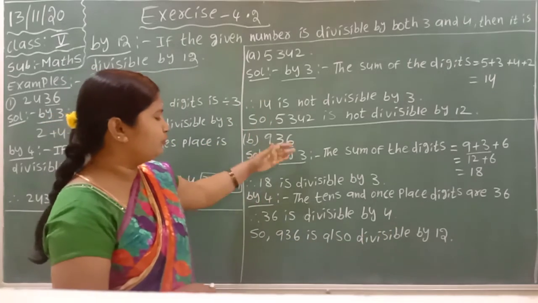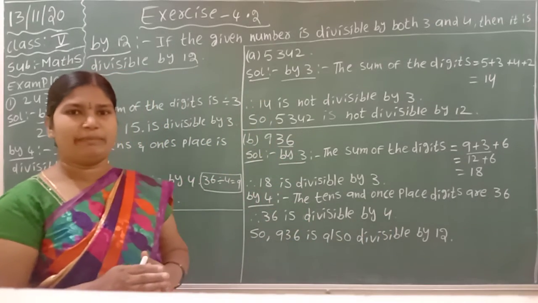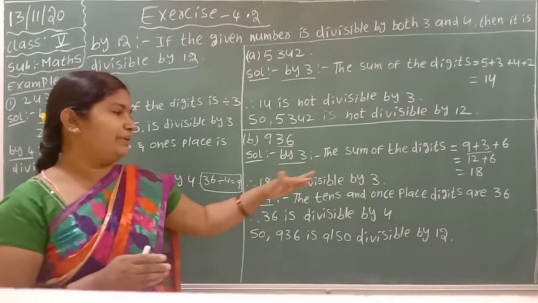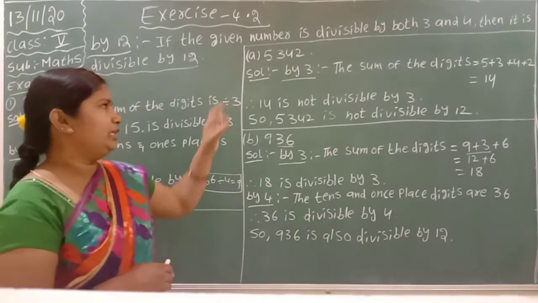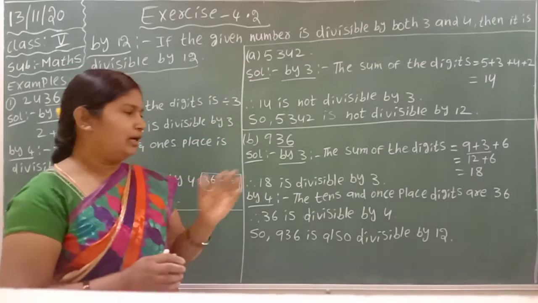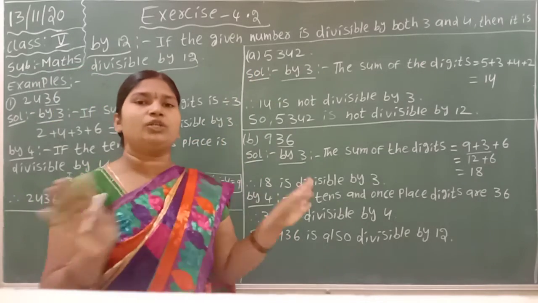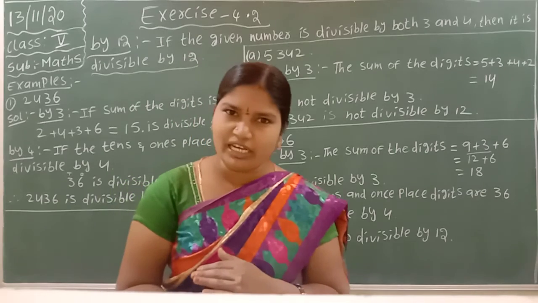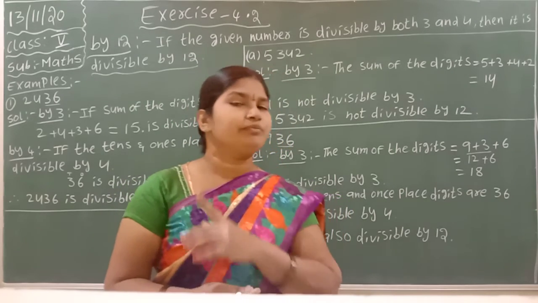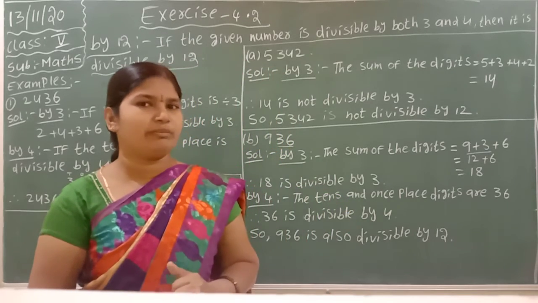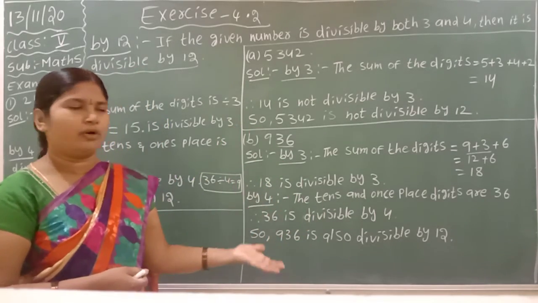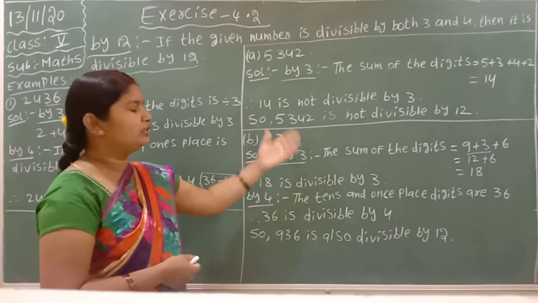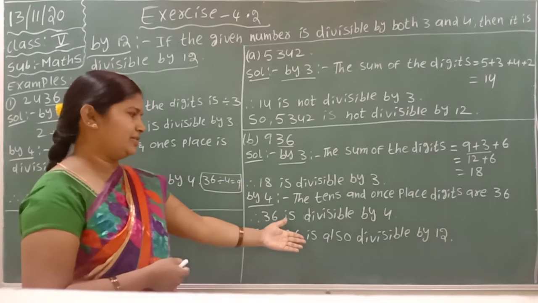If 3 and 4 both are divisible for the same number, then only it is divisible by 12. Okay. If by 3 it is divisible, but by the 4 property it is not divisible, then is the given number divisible by 12, children? No, it is not divisible by 12. So here no need to do the total problem. Just write down the formulas and check like this.